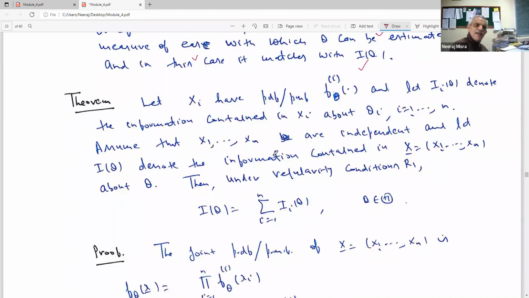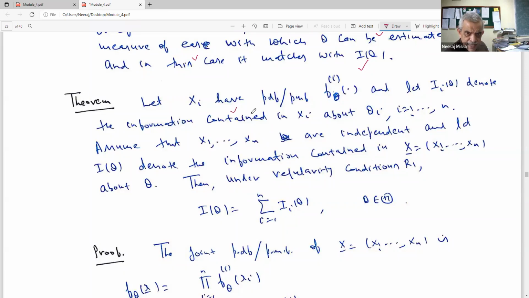Let us see what you can say about information coming independently from various sources. So you have different random variables which are independent. They all may have certain information about theta. If I sum all of them, my intuition suggests that if these sources of information are independent, there is nothing common. So total information should be the same as the sum of all the information. And that is what the next theorem says.